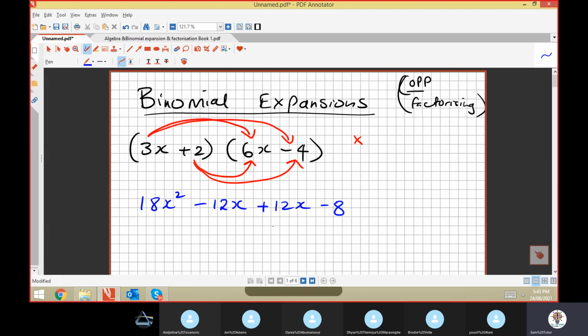So this one should be a walk in the park for a lot of us. Negative 12x plus 12x, it does simplify. In fact, they cancel out. So the only answer you have in this case is 18x squared minus 8. Jono, any questions? Nope. Nice and easy. Do you want to copy it down real quick, if you haven't already?